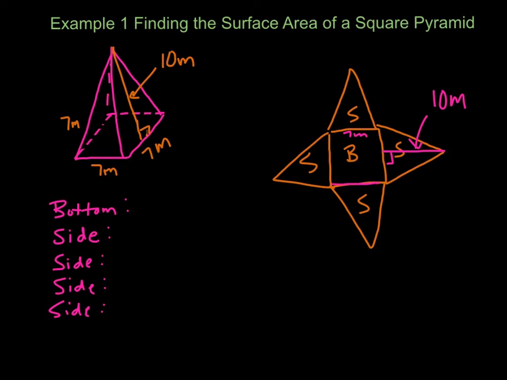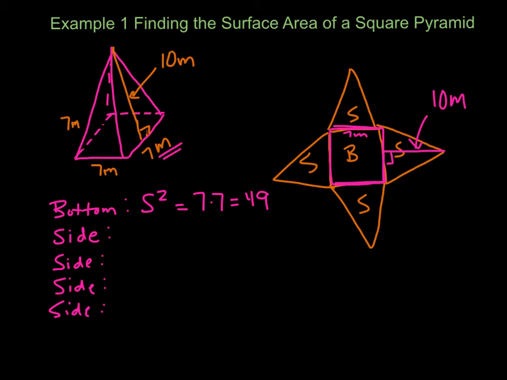I'm figuring out what is the formula for a square. Well, it's side squared, right? Side squared is going to equal 7 times 7, which equals 49. So that's my bottom. That's my square. The area of my bottom is 49 square feet. I'm sorry, meters. We're talking about meters.